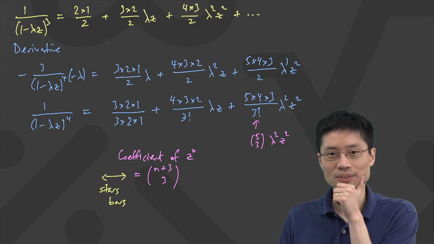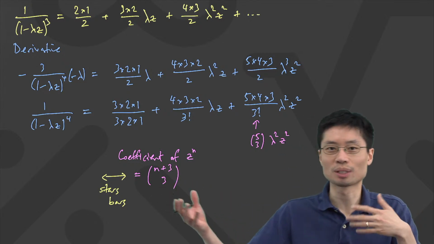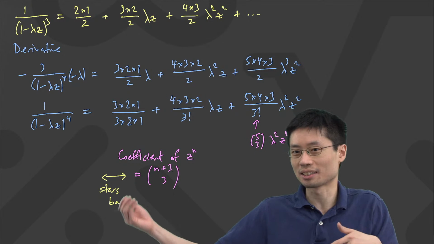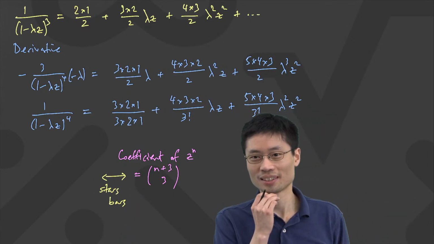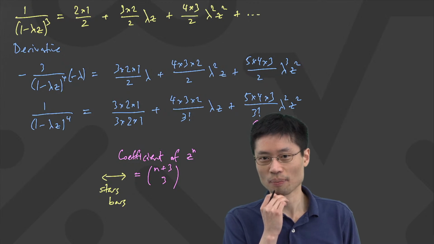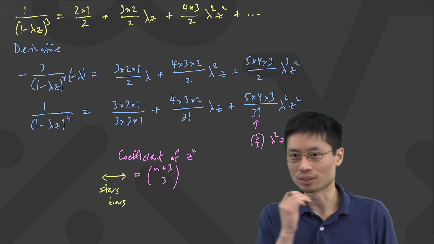N plus 3 choose 3. Like, how many stars, how many bars, what am I actually trying to do? I want to say that's the same as counting the number of ways to do something. When do you do n plus 3 choose 3? Abby?